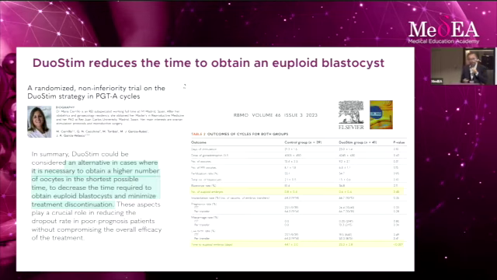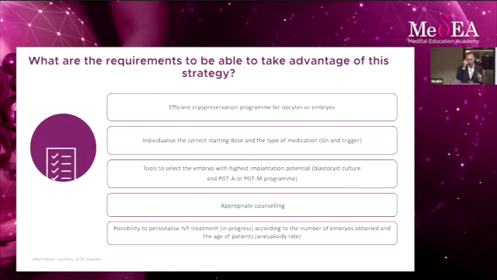The duo stim protocol can be an option because from the beginning we can explain why we perform two stimulations back to back instead of two conventional approaches in a PGT-A cycle. And this is the data coming from our colleagues showing that when you use this approach, you can reduce the time to obtain an euploid blastocyst. And of course, everybody knows that time represents another important indicator to improve the efficiency of the treatment.